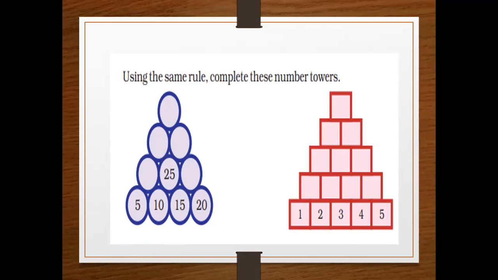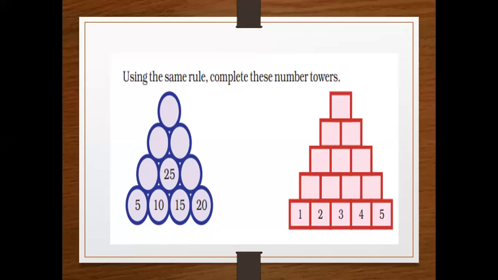This is how we build a number tower. 5, 10, add this. Always very simple. Add two big circles, you will get the circle above. Next, there is one number tower in red color. Please complete that tower and give the answer. I will copy the answer. The blue color circles I have done.